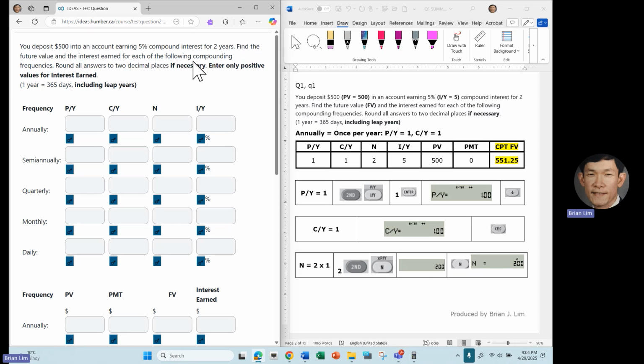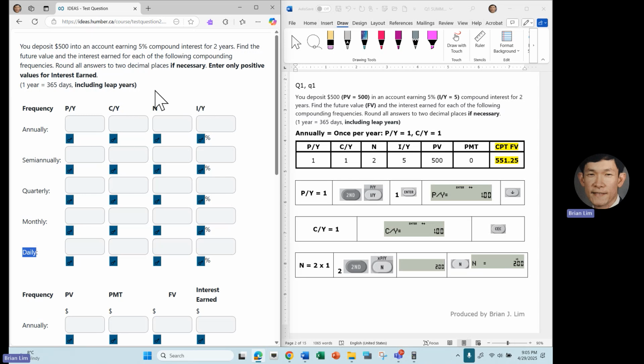Okay, so the compounding frequencies that are being referred to here are these right here. This one, as it says, annually. And then the next one is semi-annually. And then the next one is quarterly. Next one is monthly. And last of all, this one is daily.